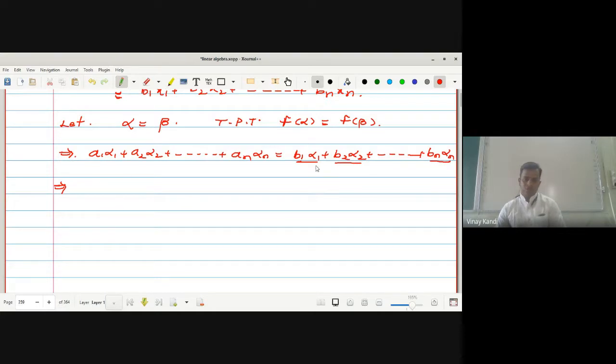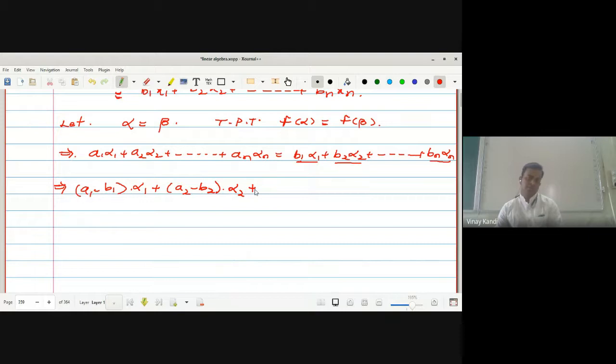Now take it towards the left side. a1 minus b1 into alpha 1. We used the distributive property. We first took the inverse and then used the distributive property. Plus a2 minus b2 into alpha 2.